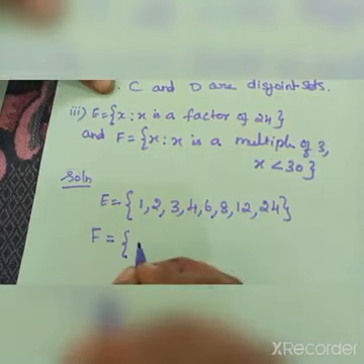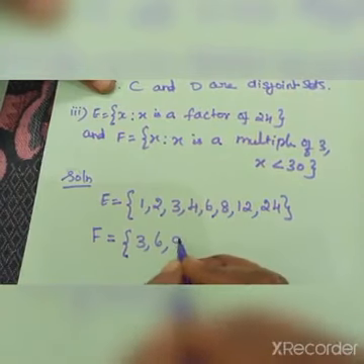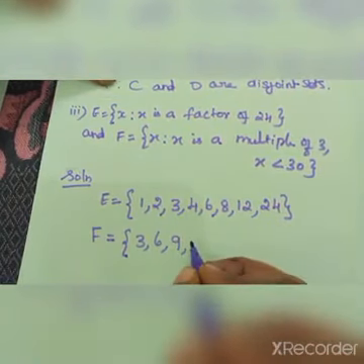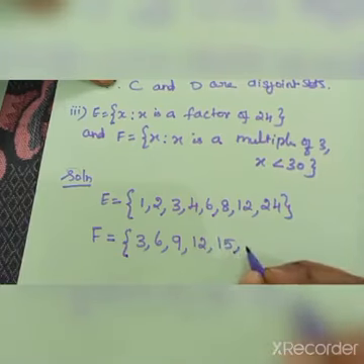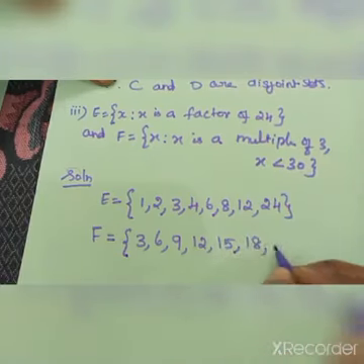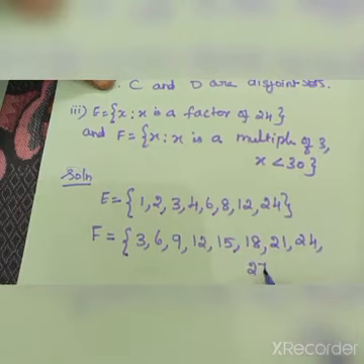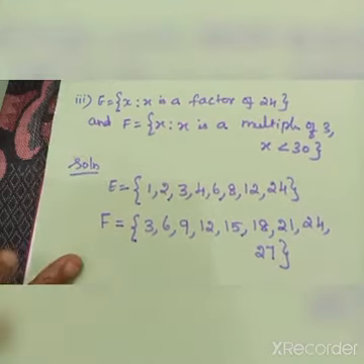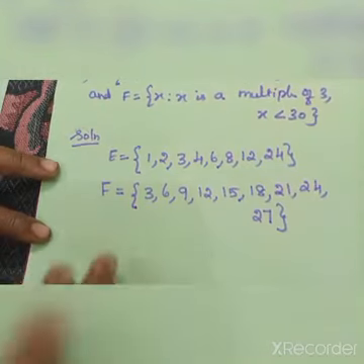Then the set F is equal to multiples of 3 less than 30. What are the multiples of 3? 1 3 is 3. 2 3s are 6. 3 3s are 9. 4 3s are 12. Next 15. Then 18. Then 21. 24. 27. 30 won't come. Less than 30 is given, so 30 we should not take. Okay. Now we have to check whether any common elements are there.